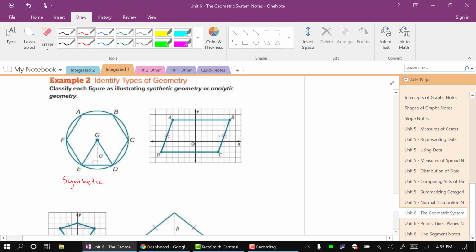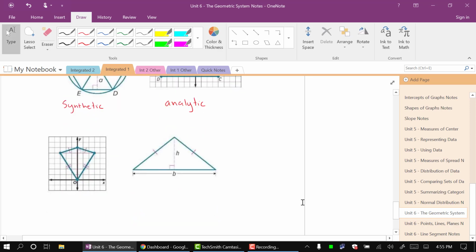The second one, we're put inside of the Cartesian plane, so this is going to be analytic. The third one, again, we're put inside the Cartesian plane, so this is going to be analytic. And the fourth one is just kind of floating around out there, so this is going to be synthetic.